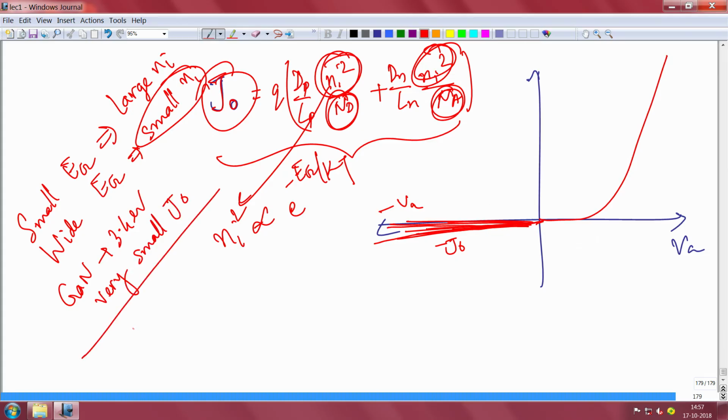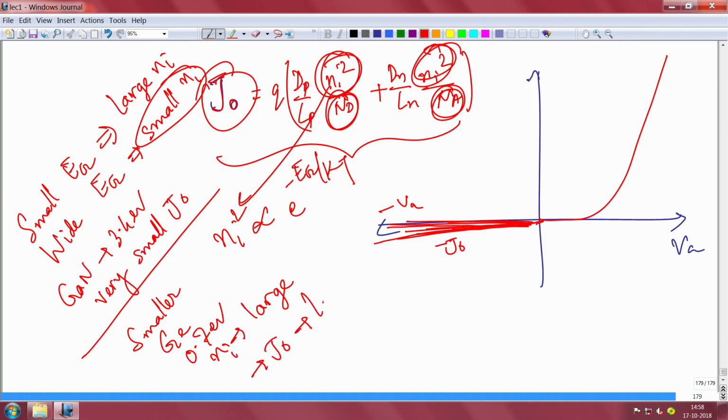Whereas for a smaller band gap material, say if I take germanium, 0.7 eV, Ni is very large. If Ni is large, then your J naught also is large, which means this reverse current is large. So, a wider band gap material will have a better rectifying property than a narrower band gap material, because a narrower band gap material will have a larger leakage current or larger reverse saturation current. So, please keep that in mind, and this is a very important point actually to design PN junction diodes.